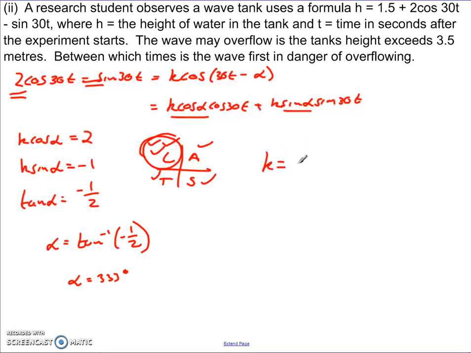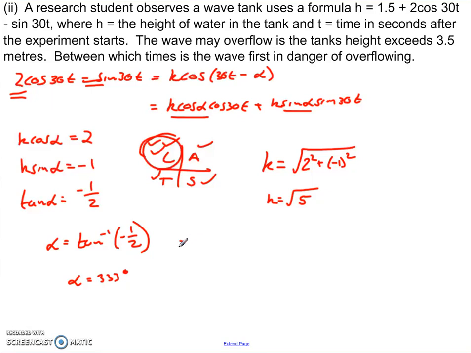Look at the coefficients here again. K is going to be given by the square root of 2 squared plus negative 1 squared. 2 squared is 4, negative 1 squared is 1. K is therefore the square root of 5. Again, it's a square root. Leave it in that form. Don't take it out just now.